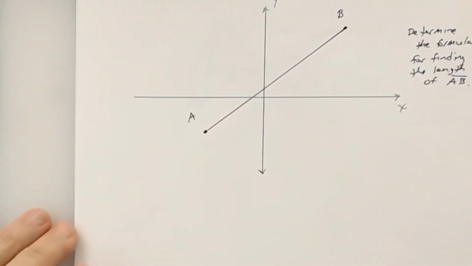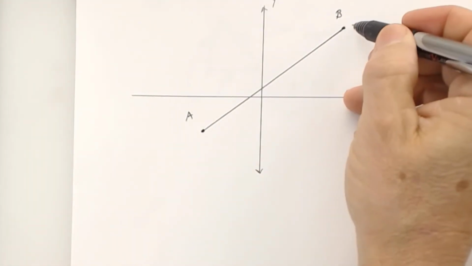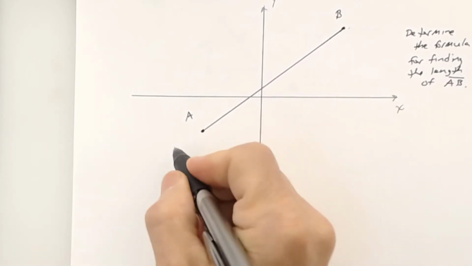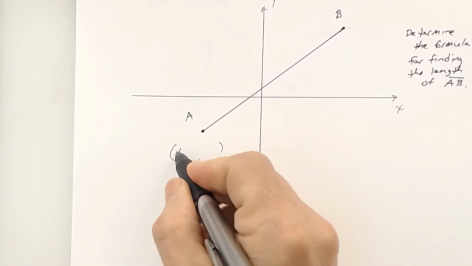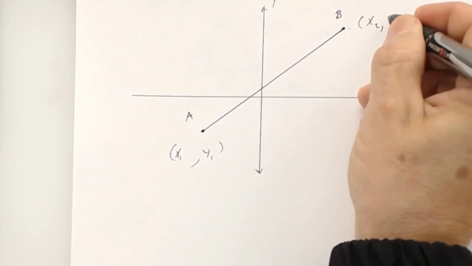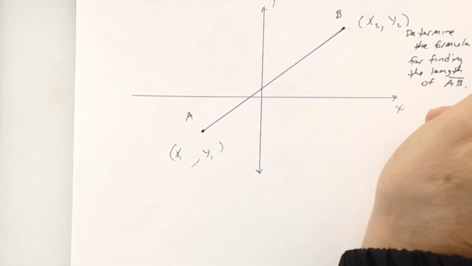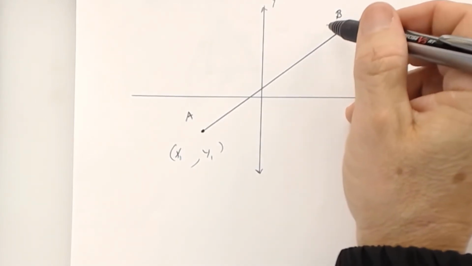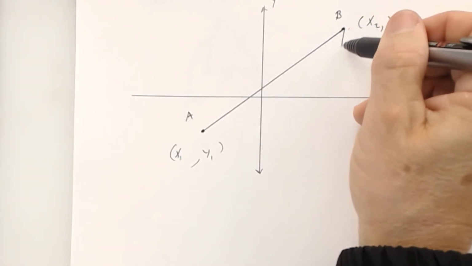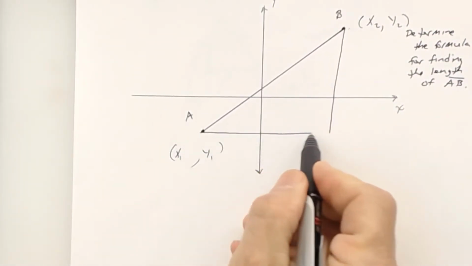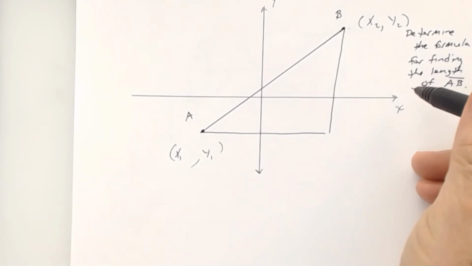Listen to my words. I'm going to call this second point, first point, just like we did before. Remember we did the midpoint? So I'm going to call this one X1, Y1, and this will be X2, Y2. Okay. I'm going to draw a right triangle just like I did before. So we're coming up with a formula for finding the distance.